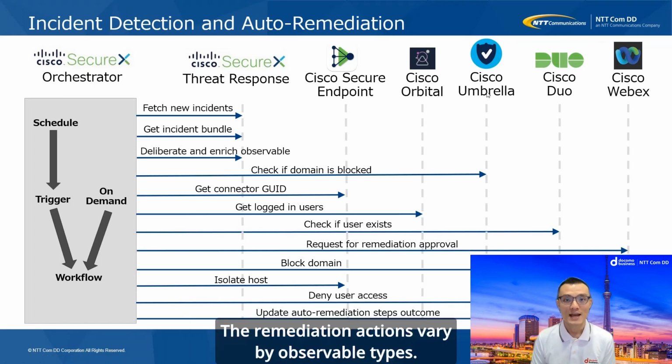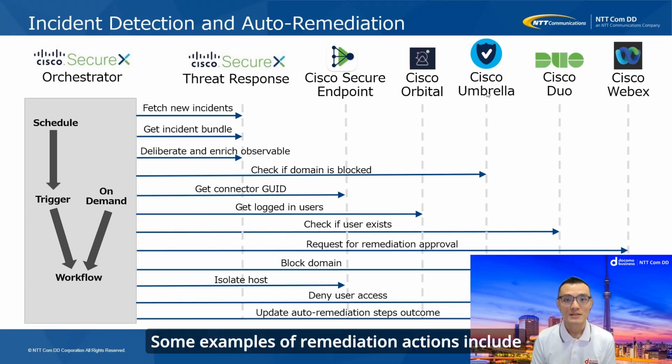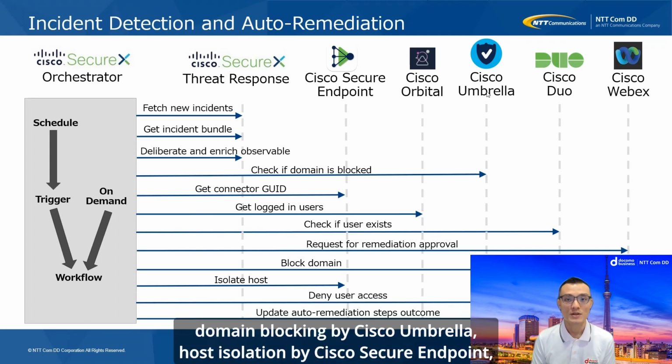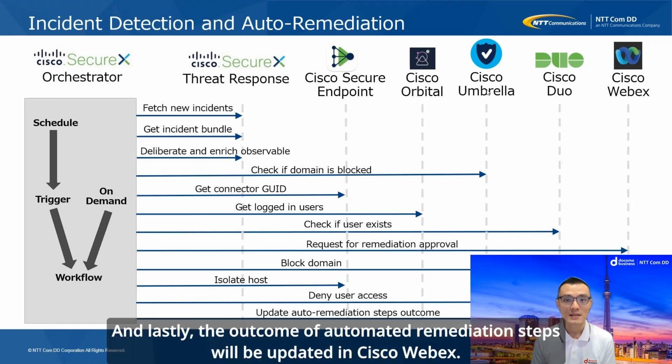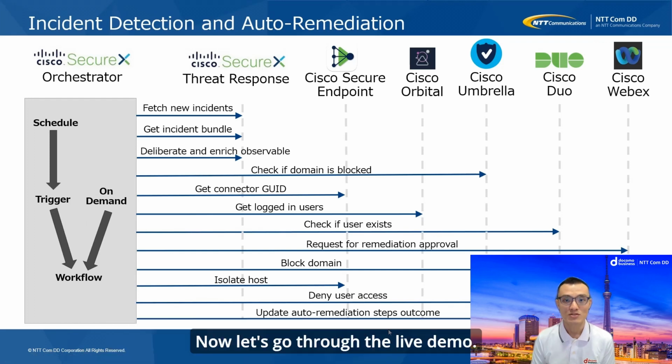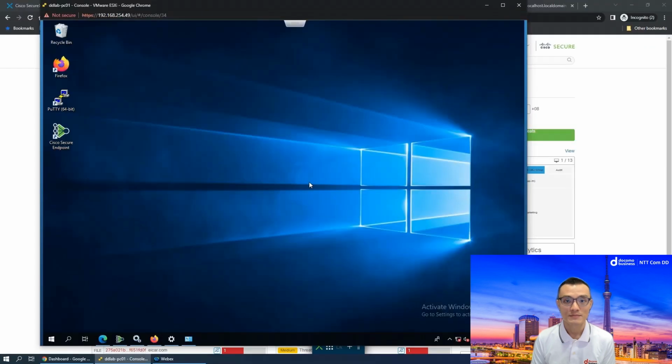The remediation actions vary by observable types. Some examples of remediation actions include domain blocking by Cisco Umbrella, host isolation by Cisco Secure Endpoint, user access restrictions by Cisco Duo, etc. And lastly, the outcome of automated remediation steps will be updated in Cisco WebEx. Now let's go through the live demo.